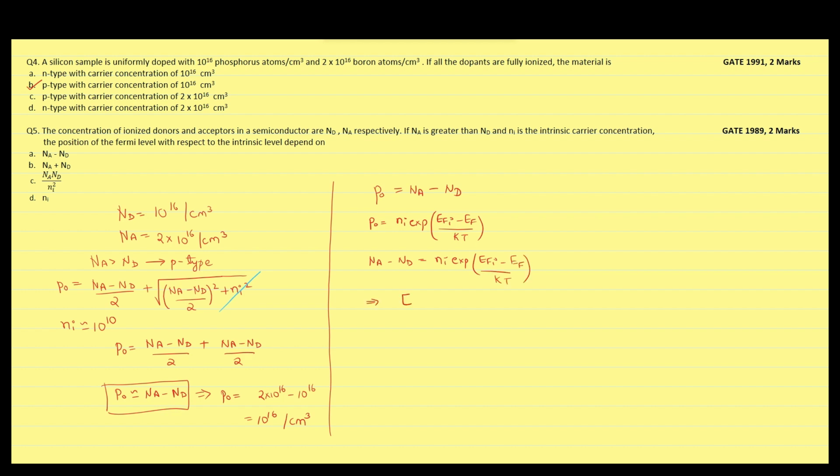intrinsic Fermi level minus Fermi level of the p-type semiconductor equal to kT natural logarithm of (Na minus Nd) divided by Ni. So, the position of the Fermi level with respect to the intrinsic level depends upon Na minus Nd. Therefore, A option is correct.